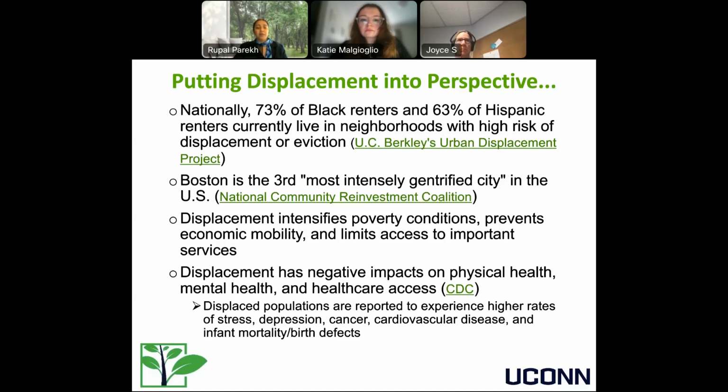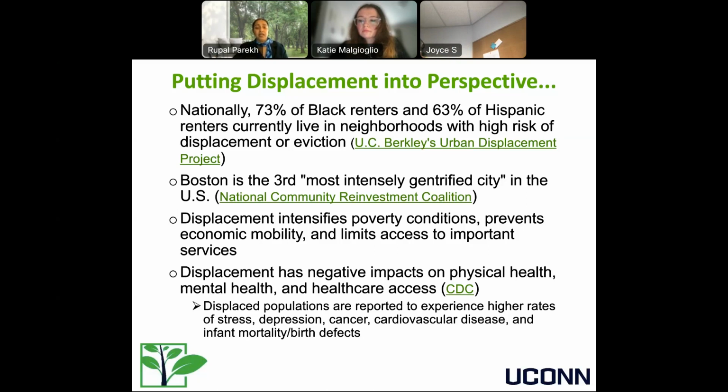Going into some of the impacts of displacement on communities, we see intensified, more concentrated poverty conditions as people are displaced into even lower income neighborhoods. This is very limiting for economic mobility and opportunity, and limits access to important resources and amenities like schools, healthcare facilities, employment, places of worship, and other services.